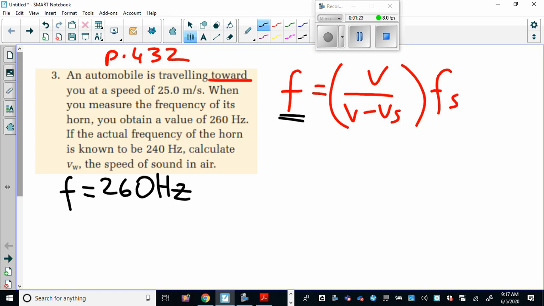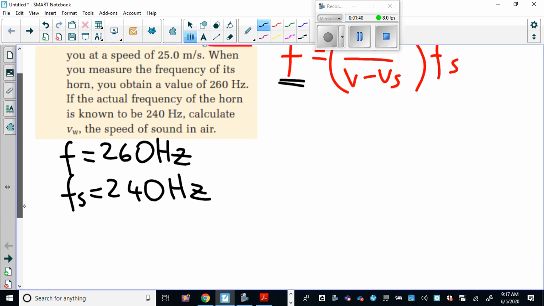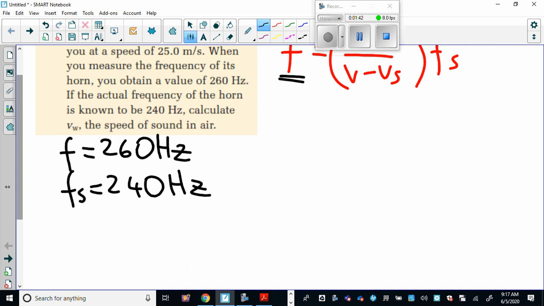The actual frequency is 240 hertz, which makes sense because if it's moving toward you, you will perceive a higher frequency. The sound waves will be hitting you faster, or more sound waves per second. Calculate the speed of sound in air. So the Vs is 25, and this is what we're calculating.